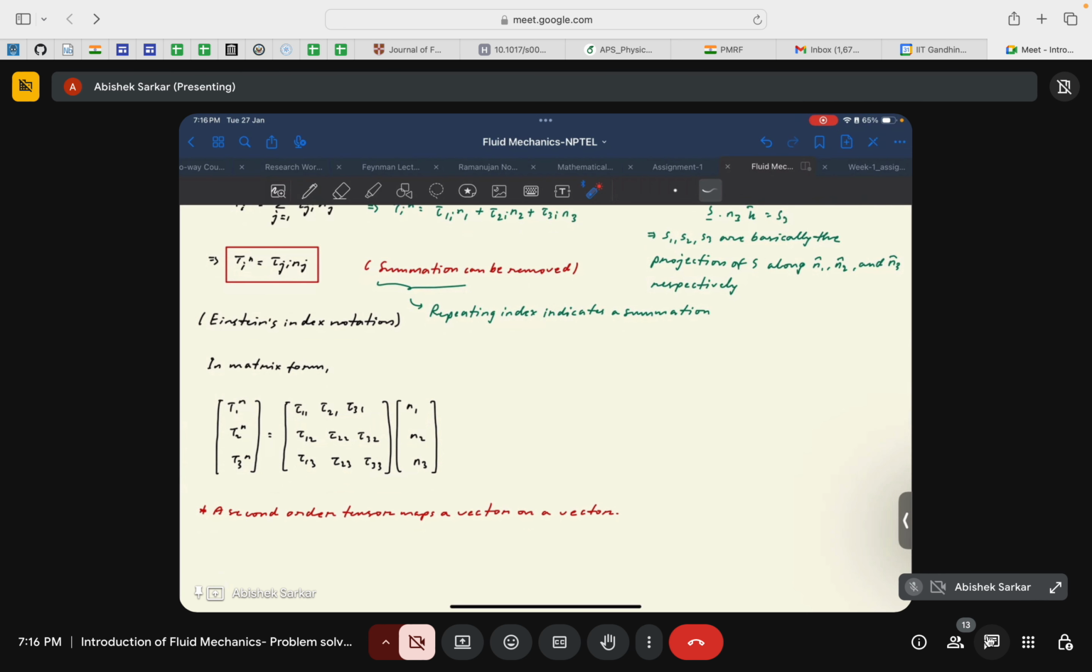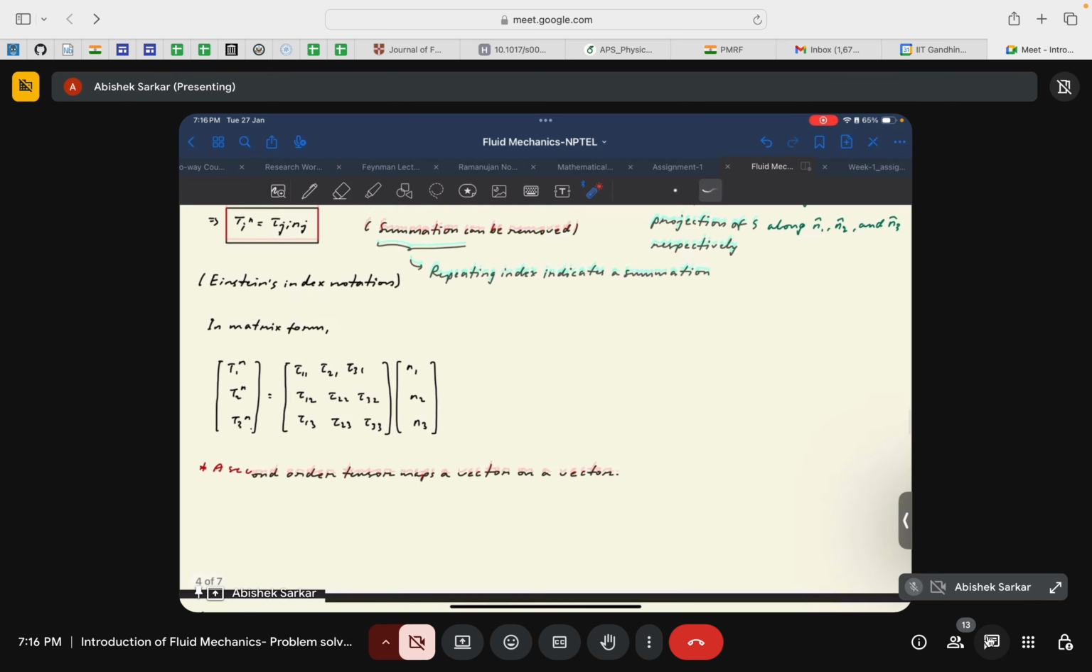This representation is interesting because we are trying to find a relation between a vector, the traction vector, and the normal vector. This relation can be obtained by mapping with the aid of a second order tensor. So a second order tensor maps a vector onto a vector. Eventually we'll see that a fourth order tensor might be used to map two second order tensors, which we'll see when we discuss the Stokes hypothesis and the Gauss transport theorem. Sorry for the jargon, but just to give you a heads up.